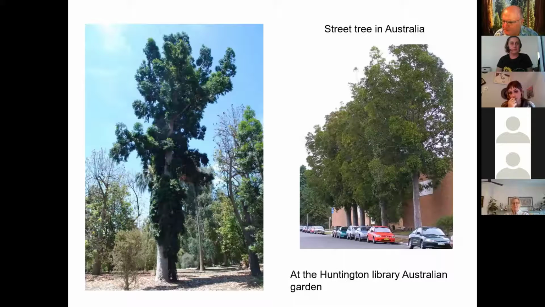Here's one at the Huntington Library and Botanical Gardens. You get a sense that it kind of spreads out a little bit once it gets up to the top. It still maintains that strong central trunk. And here you are in Australia. This is a street tree scene. And so you can see that they've planted them as street trees here. They have real nice wide parkways though, and you would need that.